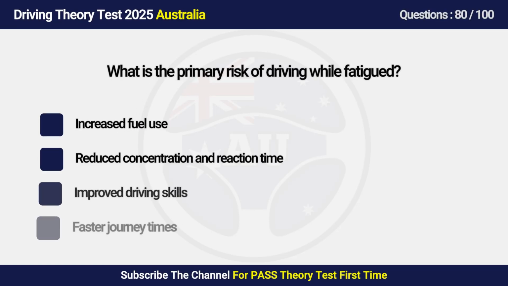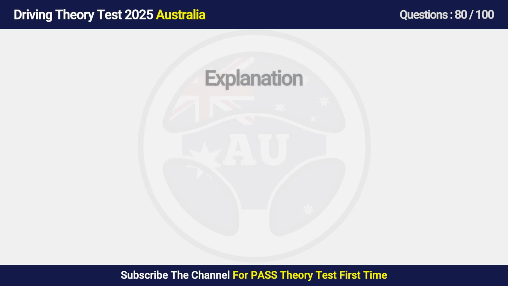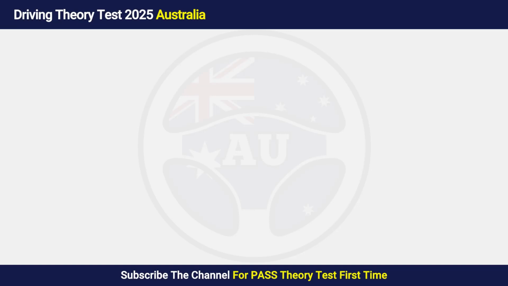Question 80. What is the primary risk of driving while fatigued? A. Increased fuel use. B. Reduced concentration and reaction time. C. Improved driving skills. D. Faster journey times. Answer is B. Concentration and reaction time. Fatigue significantly impairs your ability to drive safely, leading to reduced concentration, slower reaction times, and increased risk of falling asleep at the wheel.